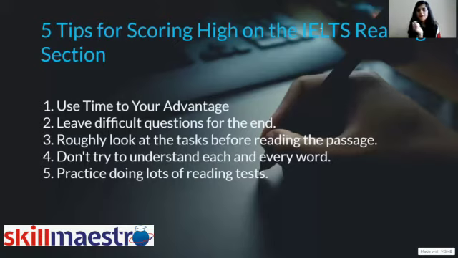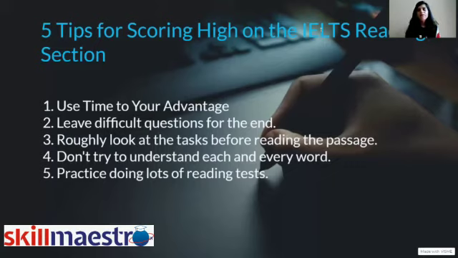And if you are taking the paper-based test, have a pencil in hand and simply mark whatever you think is important. And then go to the questions, read the questions, then come back to the passage and look for your answer. Don't try to understand each and every word.